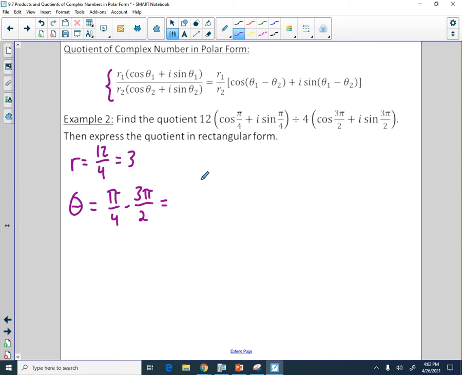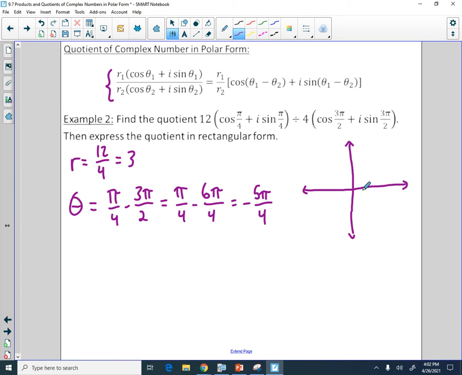Well, let me turn 3 pi halves into something over 4 so I can combine them. That's going to be the same thing as 6 pi over 4, right? Multiply the top and bottom by 2. And now I'm going to get negative 5 pi fourths. And again, I like to think of where that's actually at on our polar axis or our x and y axis.